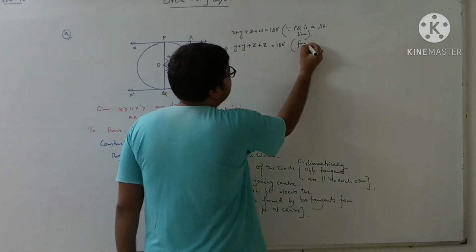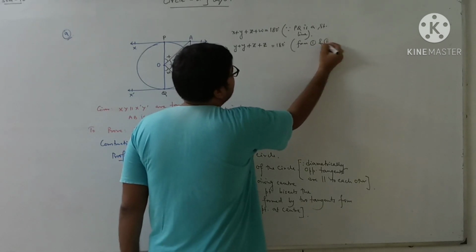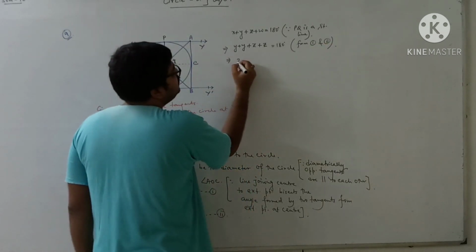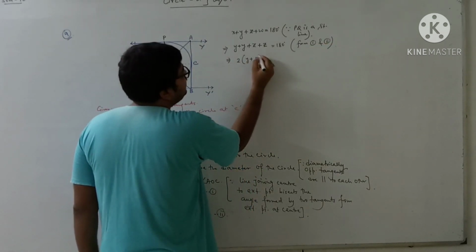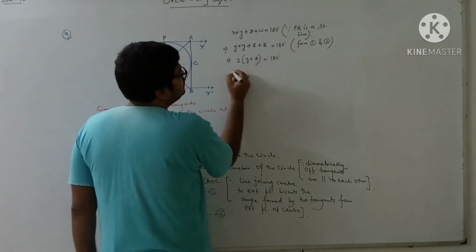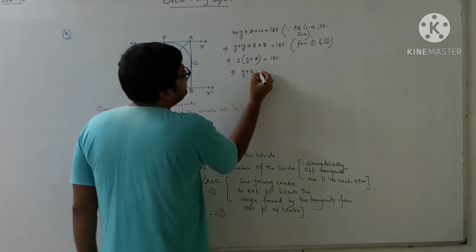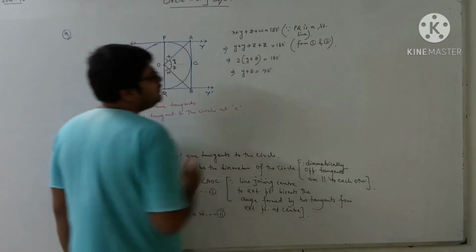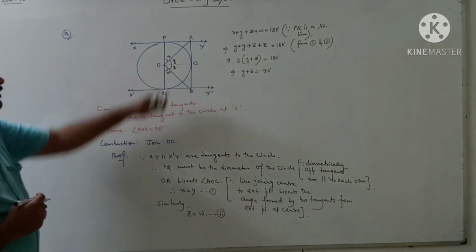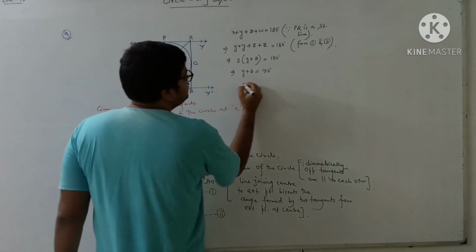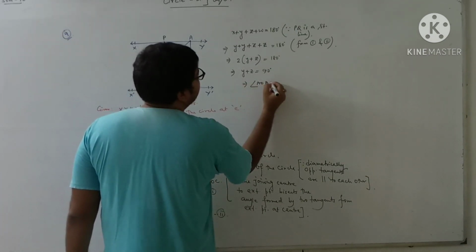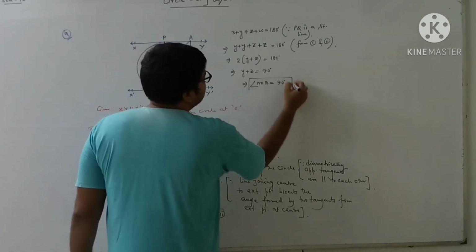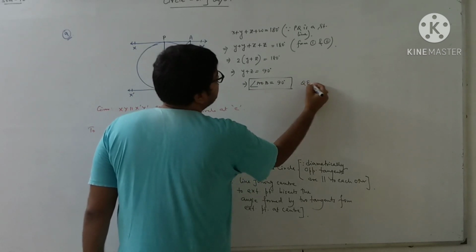So from 1 and 2, what we got here? Twice of y plus z equal to 180 degree. So that means we can write here y plus z is equal to 90 degree, because dividing by 2. And y plus z means only angle AOB. So it has proved angle AOB equal to 90 degree. So that is the proof we have to do. QED.